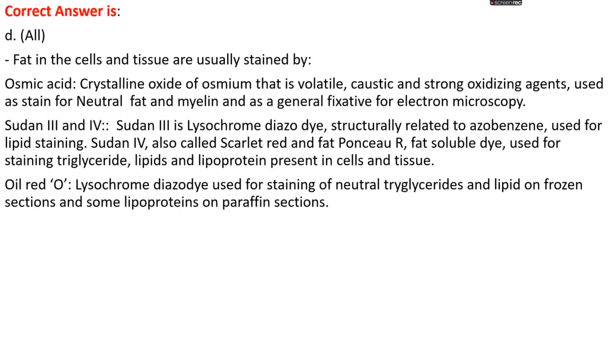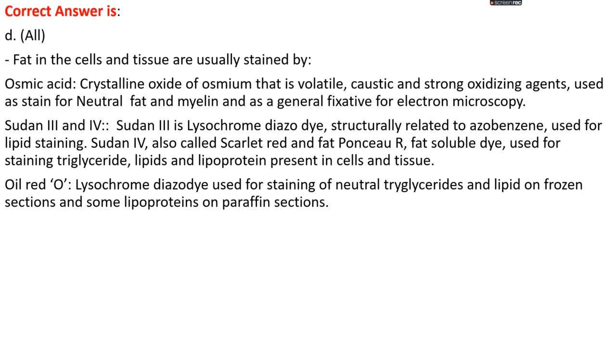Fat in the cells and tissue is usually stained by osmic acid. Osmic acid is a crystalline oxide of osmium that is volatile, caustic, and a strong oxidizing agent. It is used as a stain for neutral fat and myelin and as a general fixative for electron microscopy.